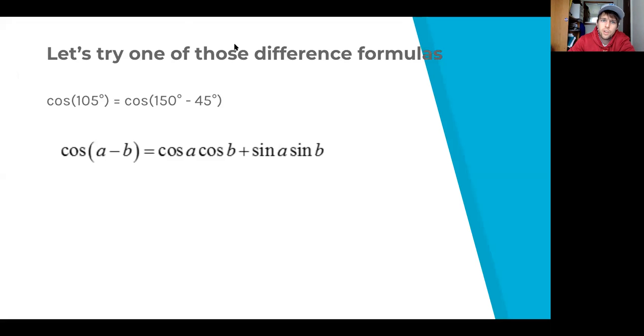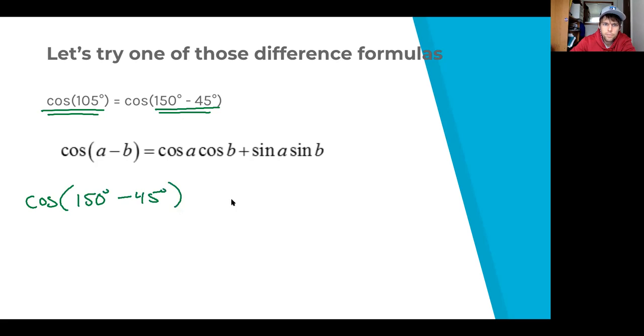Let's try another one. Let's try one that is actually a difference formula, not a sum. We're going to figure out what cosine of 105 degrees is. And the way we're going to split that up is 150 minus 45. That's equivalent to 105. Since we're doing that as a difference, subtraction, we're going to use the cosine difference formula. So we're doing cosine of 150 minus 45 degrees.